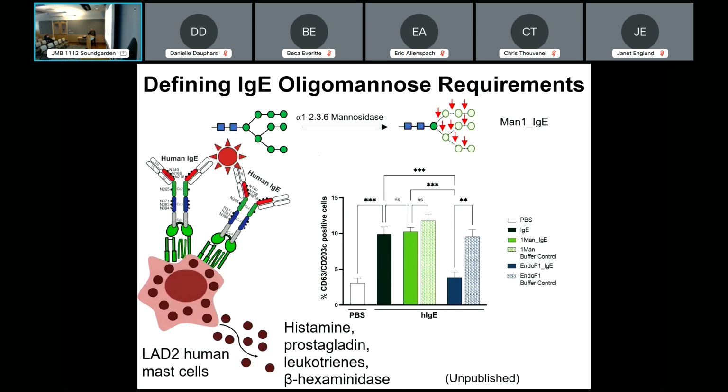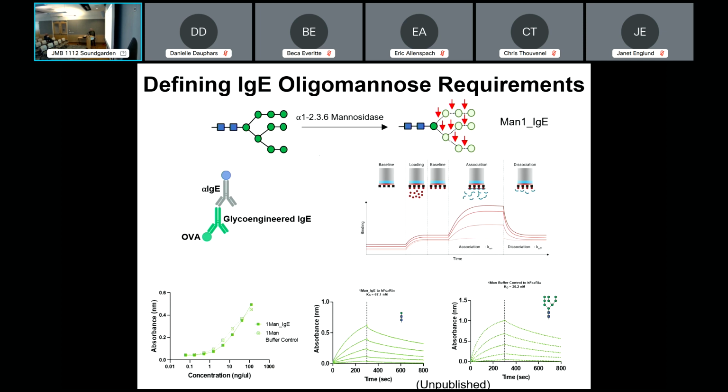In the human system, this MAN1 glycan shown in green here is still triggering robust degranulation of the human mast cells, especially compared to the endo F1 control. And then it still binds to allergen and still binds to the high-affinity receptor. So again, the MAN1 structure is still a functioning IgE. And this was fairly comforting, because the IgE that was crystallized by Ted Dodson was generated in insect cells, which had a MAN1 structure. So this is all consistent with what we would have guessed would have happened.